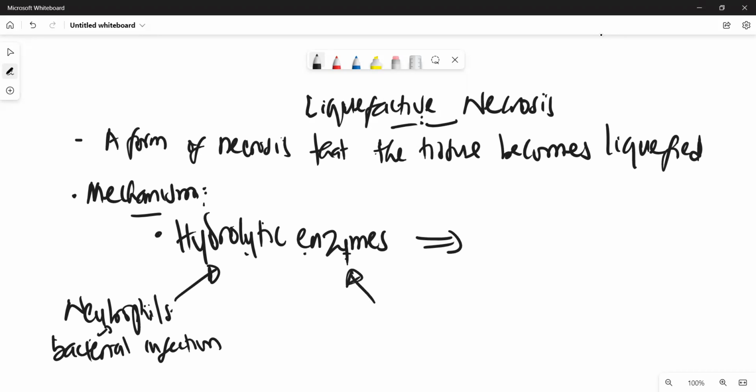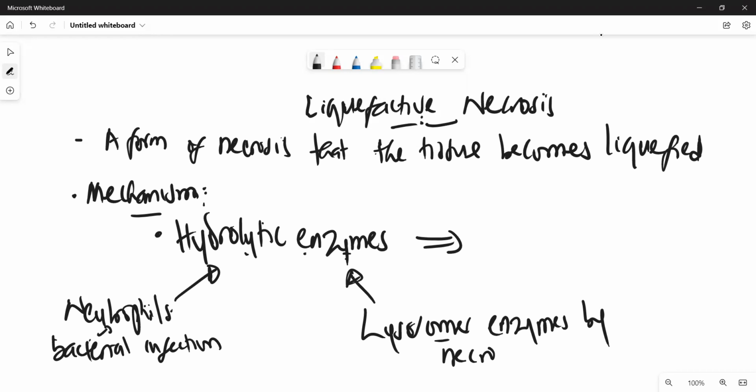The other place where we can also get hydrolytic enzymes from is the lysosome, right? So when you have some necrotic tissue, the lysosomal enzymes from the necrotic tissue could also hydrolyze those tissues.